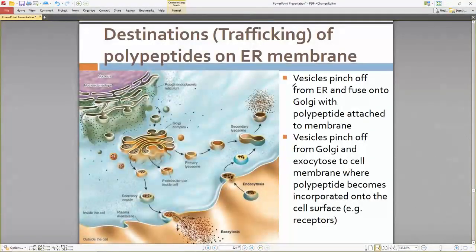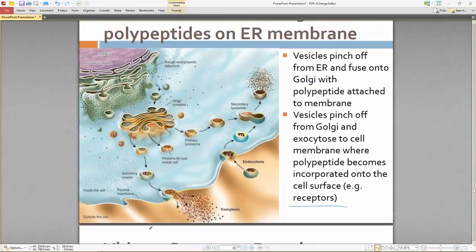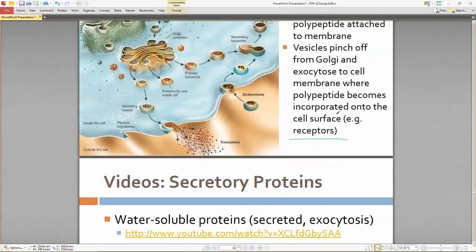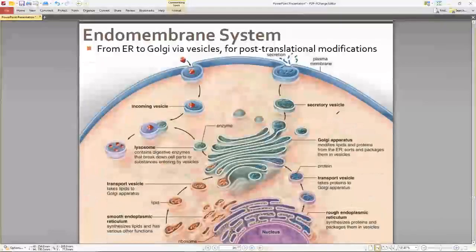Let's look at them. Vesicles can pinch off from the ER and fuse onto the Golgi with the polypeptide still attached to the membrane. And then these vesicles will pinch off from the Golgi body and exocytose to the cell membrane, where the polypeptide becomes incorporated onto the cell surface. So basically receptors. I don't think that this specific example is present in this diagram, but I'm pretty sure this part is not too hard to understand. Cool.